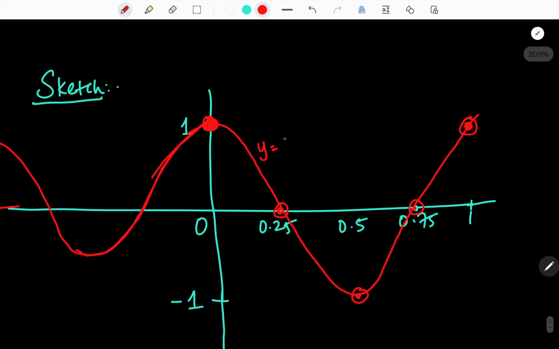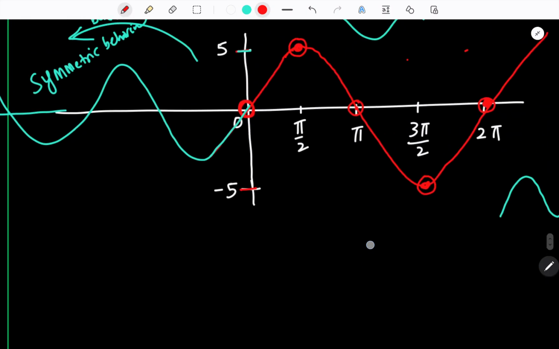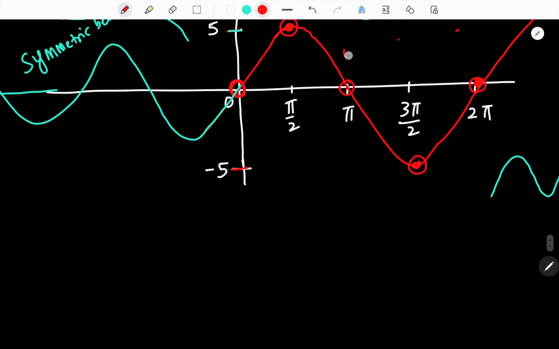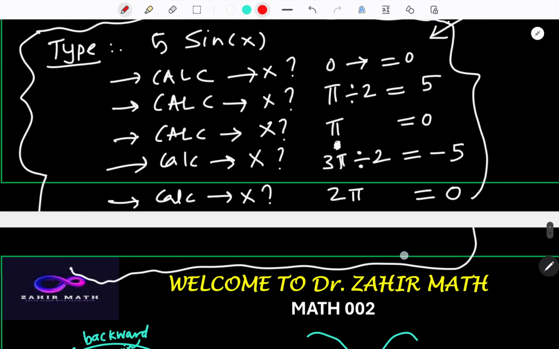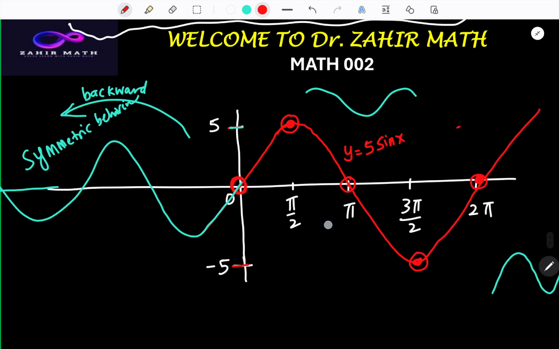Y is equal to cos 2 pi x. I didn't write the equation for the previous one. So this is a curve. Y equals, I think sine, right? 5 sine x. Okay, this is the curve, equation of the curve.